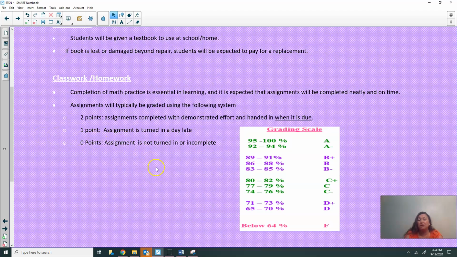Also, I put on here the grading scale that our school district uses. You can see the percentage they need to earn an A or an A minus and a B and so forth. This is the grading scale our middle school and our high school uses that students can refer to. We keep these hanging in our rooms also, so they have the availability to see these at any time.